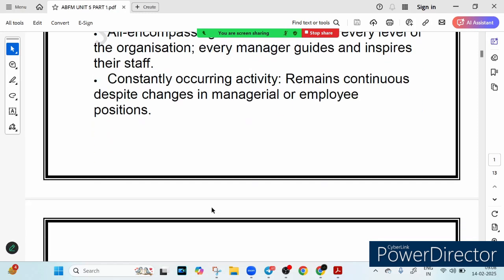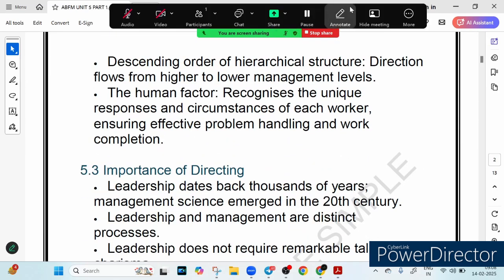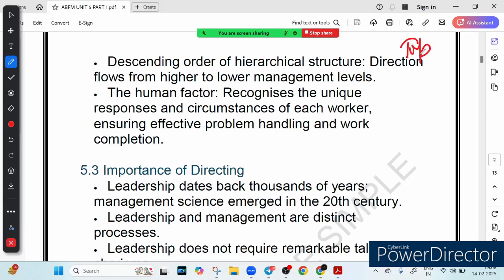Let's see the fourth one. The fourth one is the descending order of hierarchical structure, which means it flows from top to the bottom. Direction always comes from the higher level of management and passes down to employees. Just like in the military, where orders flow from general to soldier, in banking or any organization, managers guide their team from top down. So this is called the top-down approach, the descending order of hierarchical structure.